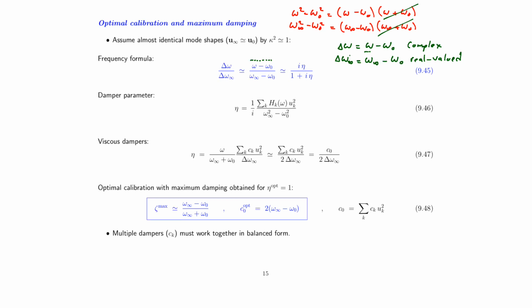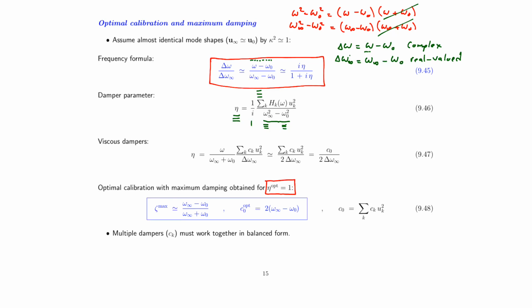On the right hand side, we can introduce a damping parameter just the same way as we did for the cable. It looks a little bit different. It contains the summation over many dampers, it contains the imaginary unit, and instead of A over L, it contains the change in natural frequency between the infinite case and the undamped case. But it turns out that we get exactly the same solution as we did for the cable. And that means we know that optimal calibration is equal to eta equal to 1.